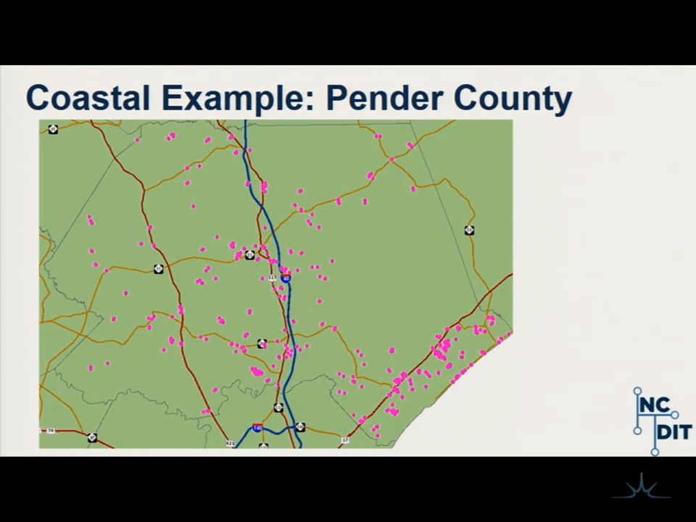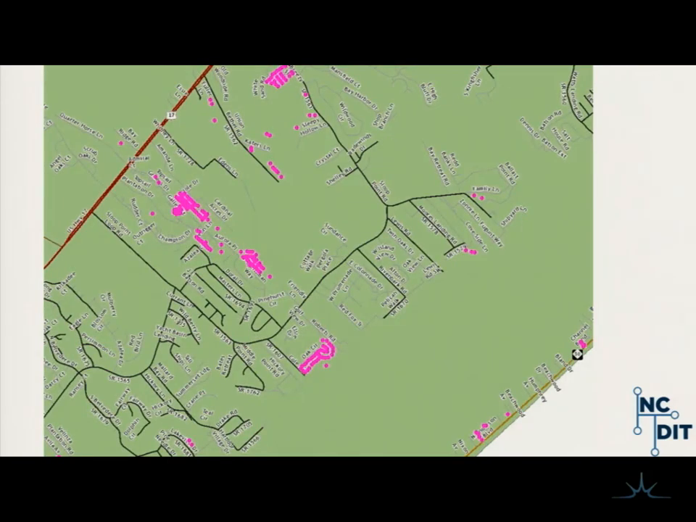And a coastal example, Pender County. If we look down toward the beach, you figure things are probably already built out near the coast. Well, not exactly. There are still some new parcels subdivided between 2017 and 18. The beach is down in the lower right there, the shoreline.